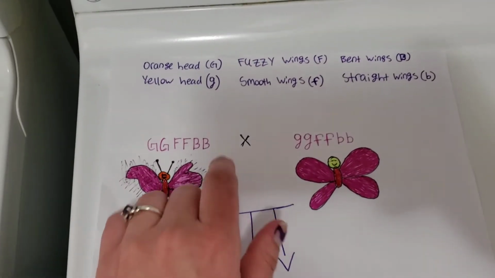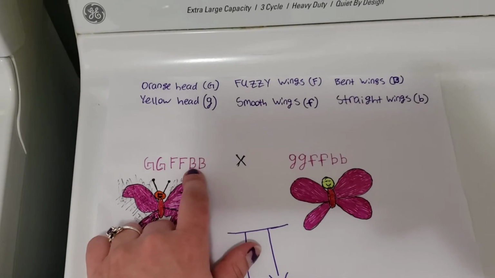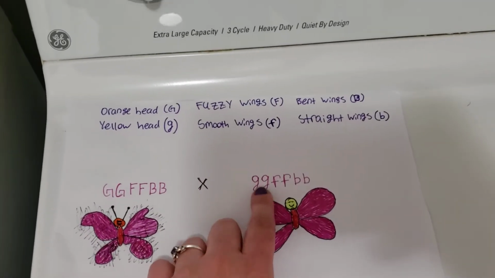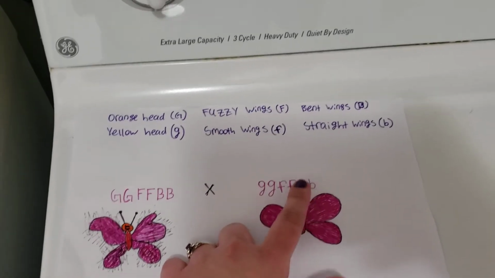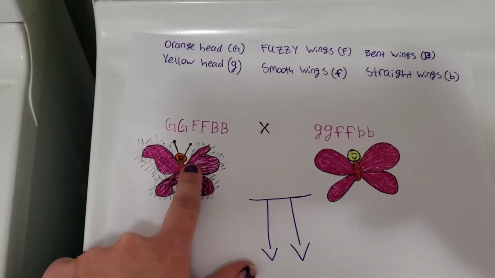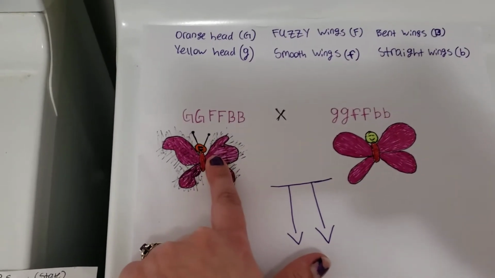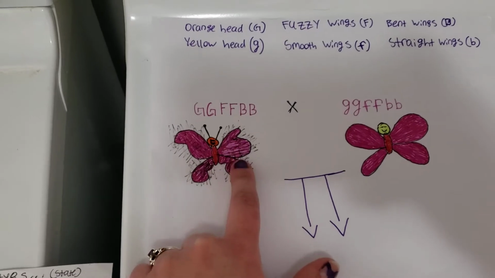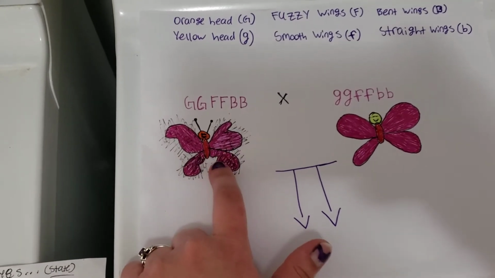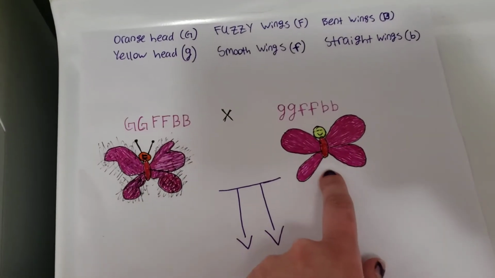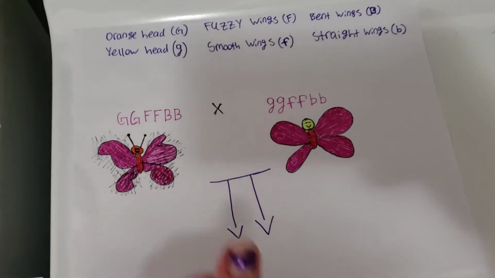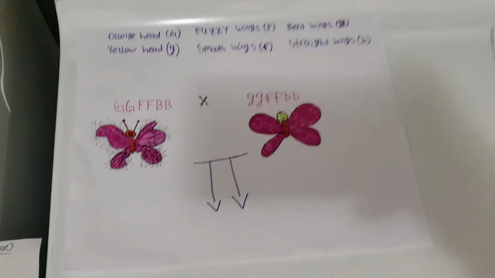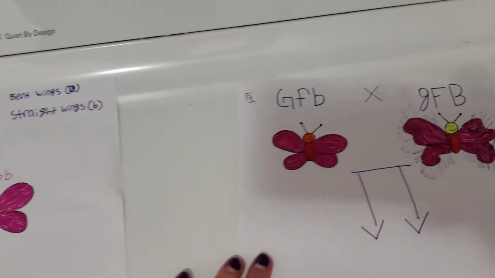So we're going to start with our parent function. So big G, big F, big B. It's going to cross with little g, little f, little b, little b. So here we've got our orange-headed, fuzzy, bent-winged butterfly, and it's going to cross with our yellow-headed, smooth, straight-winged butterfly. And they're going to produce an F1 generation that is 100% heterozygous.